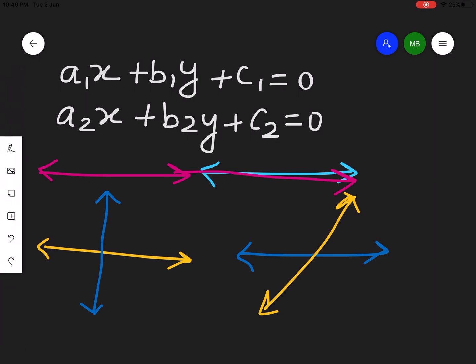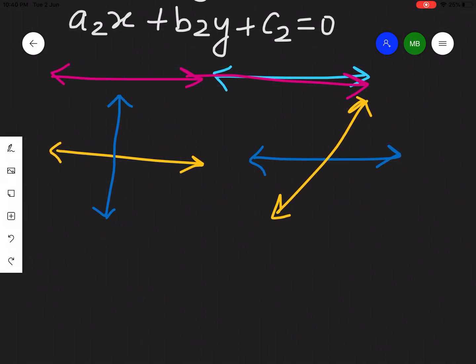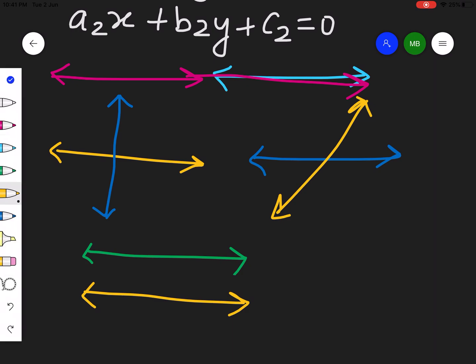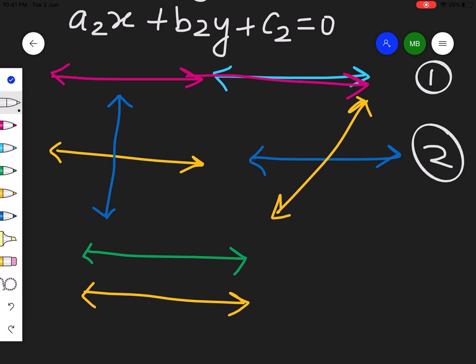Is there any other possibility? Yes, there is one more possibility, and that is that these lines are parallel lines. Let me try to make them as parallel as I can. Okay, better. So these are the three possibilities. First, the lines are coincident lines. Second, the lines intersect each other, maybe at 90 degrees or at any other angle. The third possibility is that the lines are not intersecting at all.